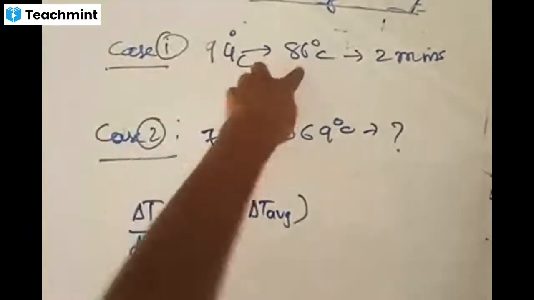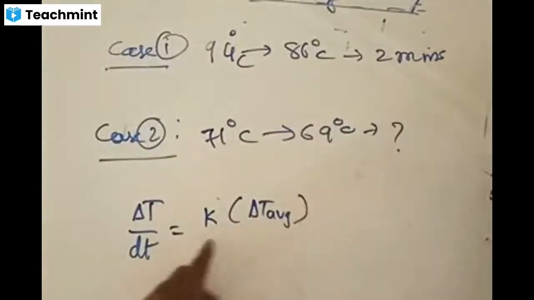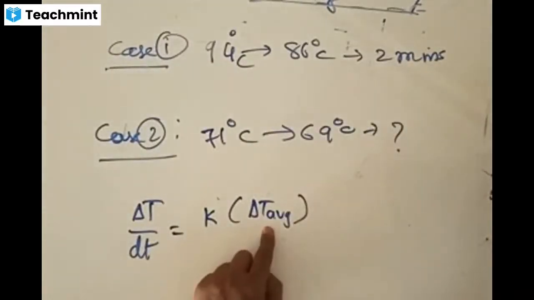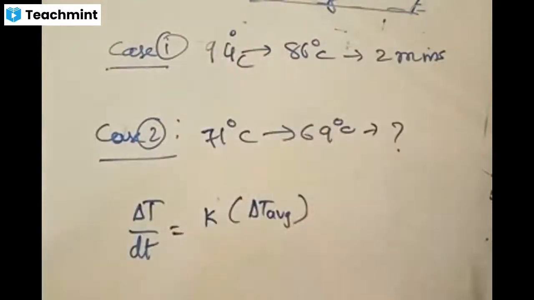Is the change of temperature there in case 1 or not? The change of temperature in case 1 is 94 minus 86, by time 2 minutes, is equal to K into the average change of temperature. We need to find the value of this. How to find the average change of room temperature? Sum of these two divided by 2, minus the room temperature, which is 20. How much is the room temperature given in this question? 20 degrees Celsius. Is the concept clear? How are we solving this now?